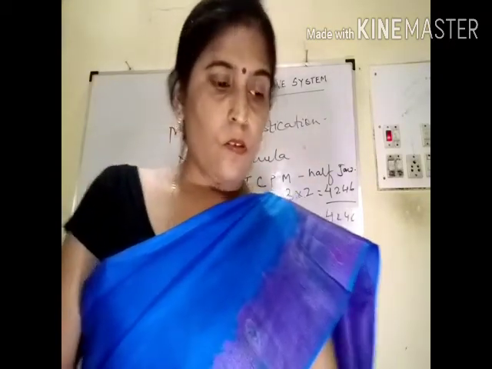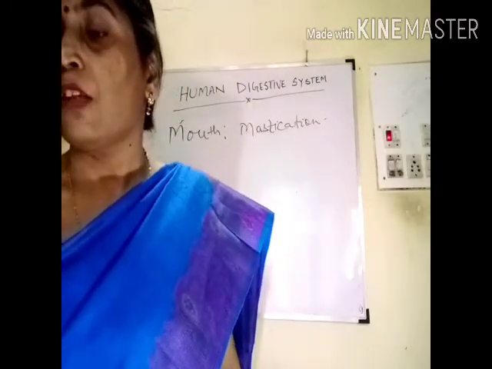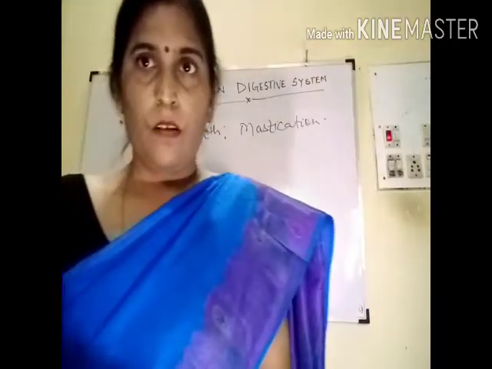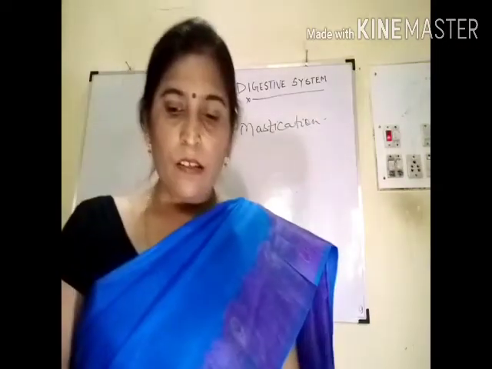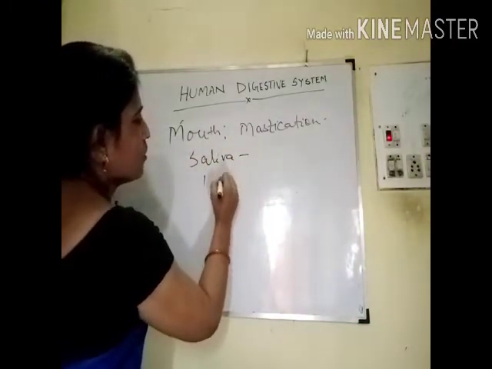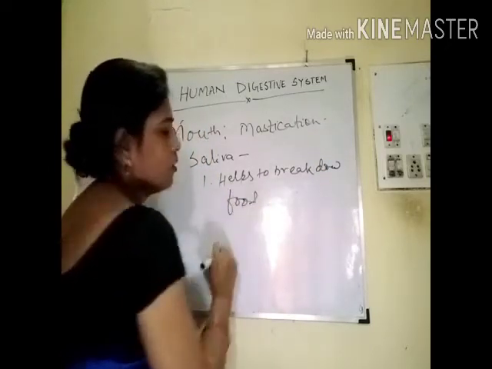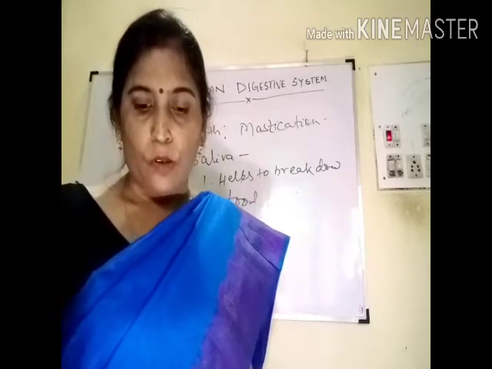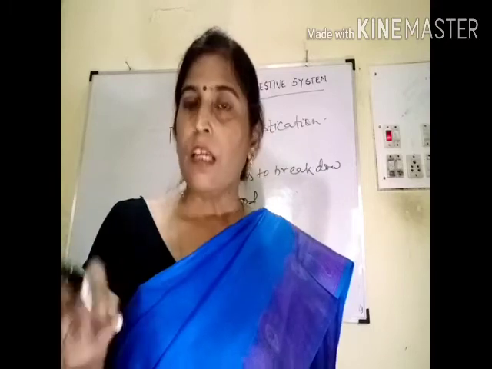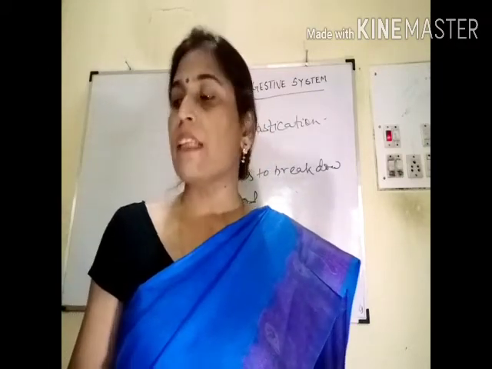Now once again we have to see what are the functions of saliva. What is the function of that saliva? Saliva helps to break down the food. First function, it helps to break down food into simple soluble form. Means whatever starch is present in our food has to be broken into simple sugar. And it also makes the food easier to swallow by making it wet and slippery.